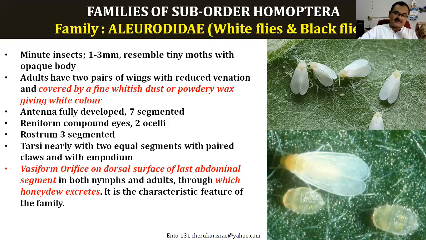And the most important is they have a waxy white material all over the body. That is the reason we call them white flies, because the entire waxy material is white in color. The body may be light in color, but the wings and every surface are covered with white waxy material. That is the reason we call them white flies.